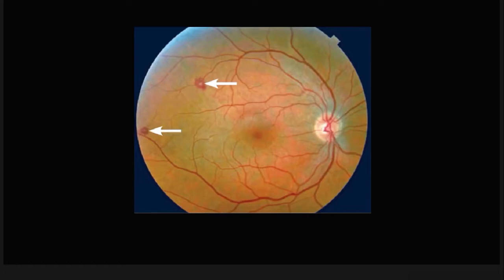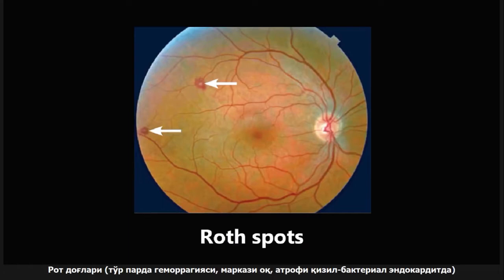So this next one is going to be Roth spots. These are retinal hemorrhages that have a pale center. You can see it really well in this one, a nice pale center there. And these are seen in bacterial endocarditis. In the previous video, I said that bacterial endocarditis is characterized by a lot of different high-yield images and names, and this is one of them. So this is going to be Roth spots. Again, retinal hemorrhages with a nice pale center. You can kind of see it here as well.